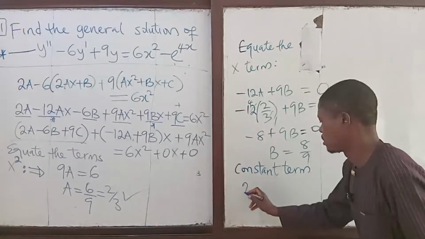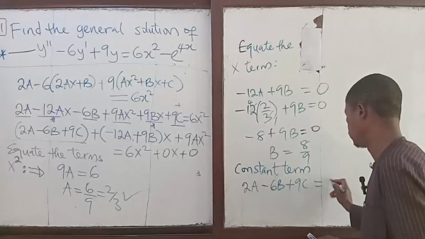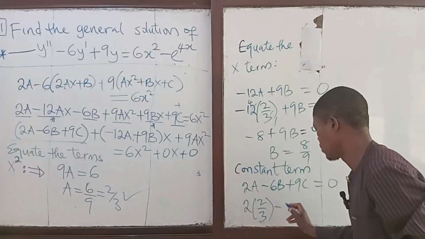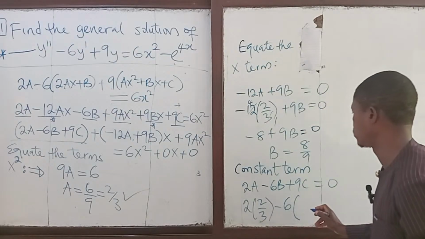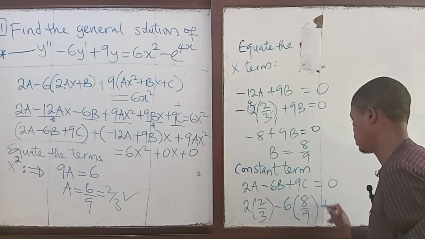Right hand side. That's a plus 9c equal to 0. Minus 6b, your b is what? 8 over 9. And then plus 9c.